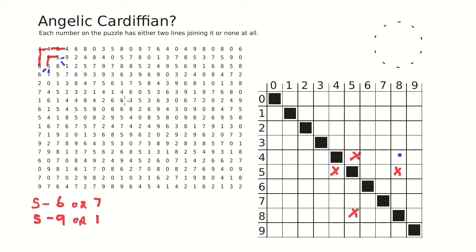Now if we look at this 5 here, there are 3 6s around it. So 5 can't join to the 6 because there'd be more than 2 lines coming from that 5. So it must join to the 7. So if I join that 5 to the 7 there, you can see that 8 must join to the 6. It can't join to the 7 because there would be 2 8s joining to that 7 at the bottom, and there would be 3 lines going from that 7. So now we've got both the numbers that 8 joins to, so we can cross in the rest.